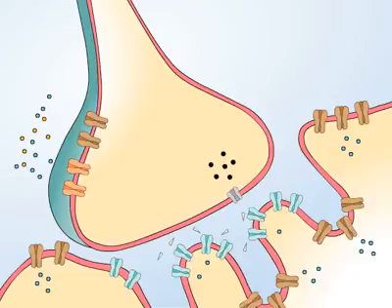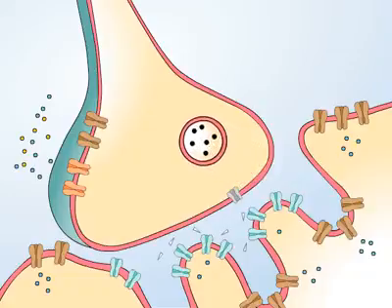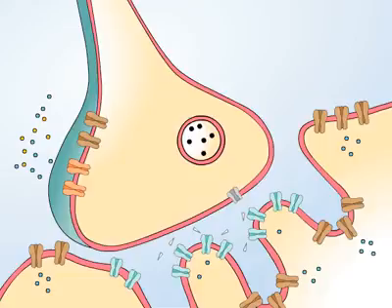The synaptic vesicles are also recycled via endocytosis of the presynaptic membrane. The recycled vesicles are later refilled with neurotransmitter molecules and are ready for another round of synaptic transmission.